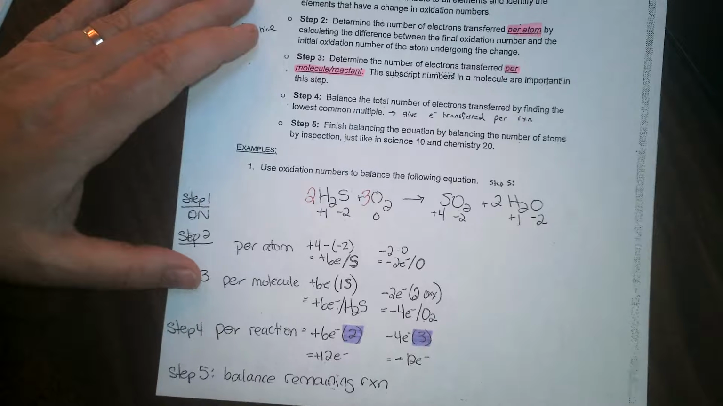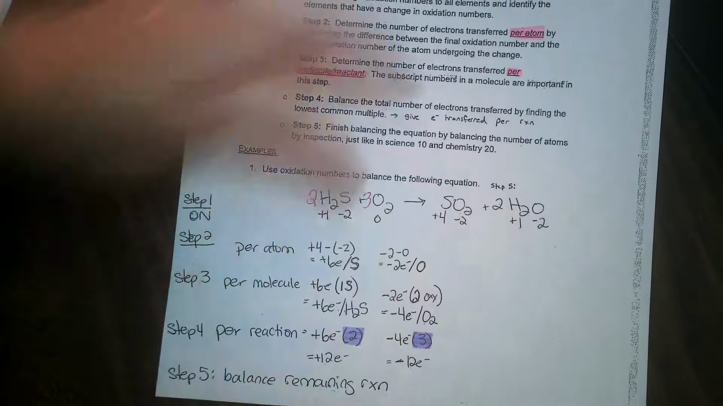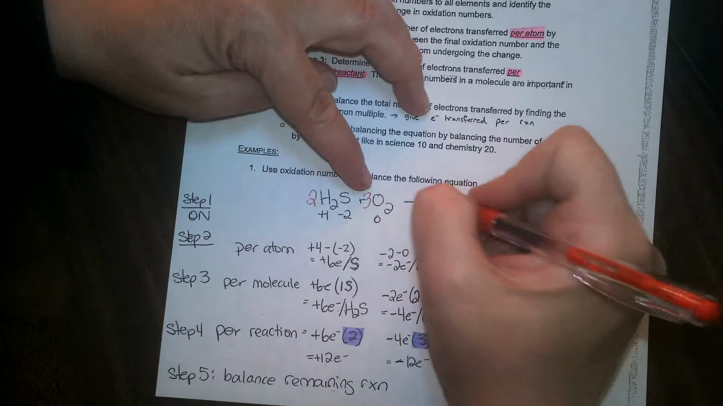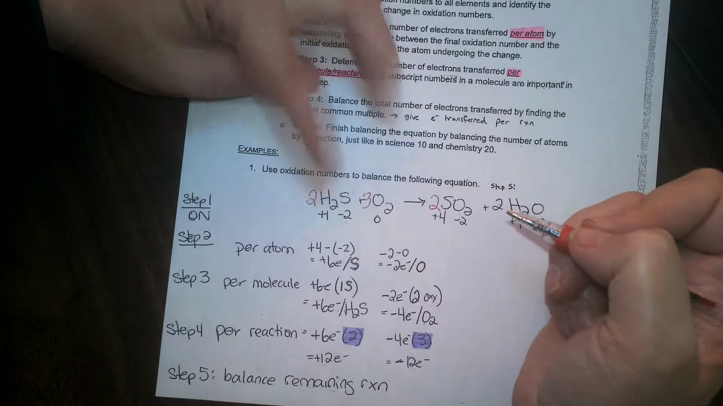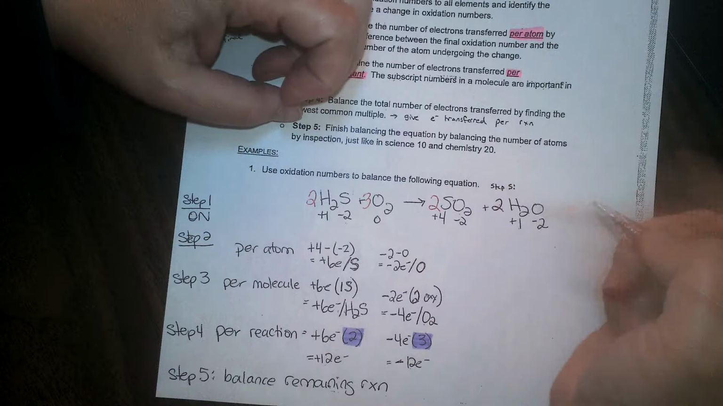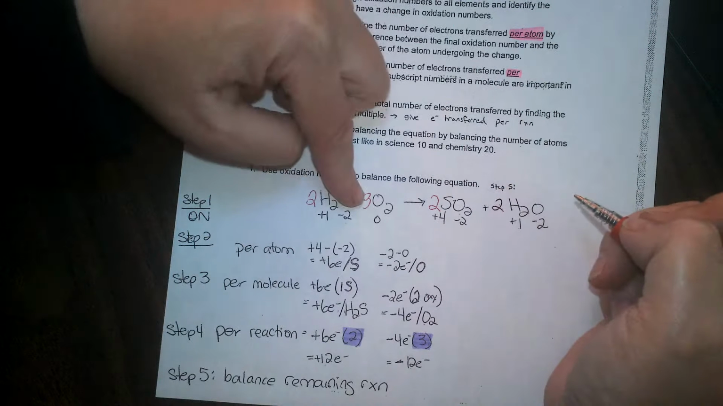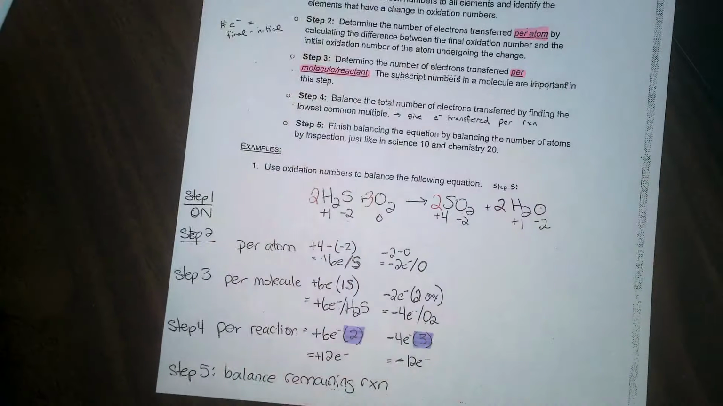Balance the remaining reaction. So I put 2 here and I put 3 here. I must put a 2 here so that I can satisfy my sulfurs. I have 4 hydrogens here, so I would put a 2 here to get my 4 hydrogens. I have a total of 6 oxygens now. 4 and 2 make 6.